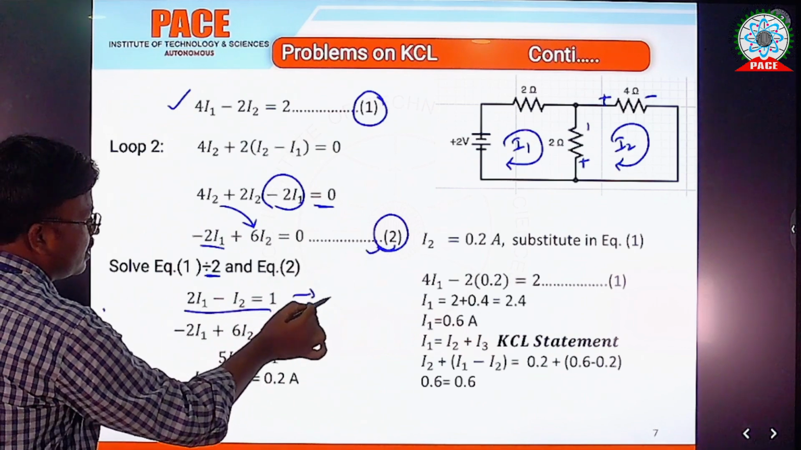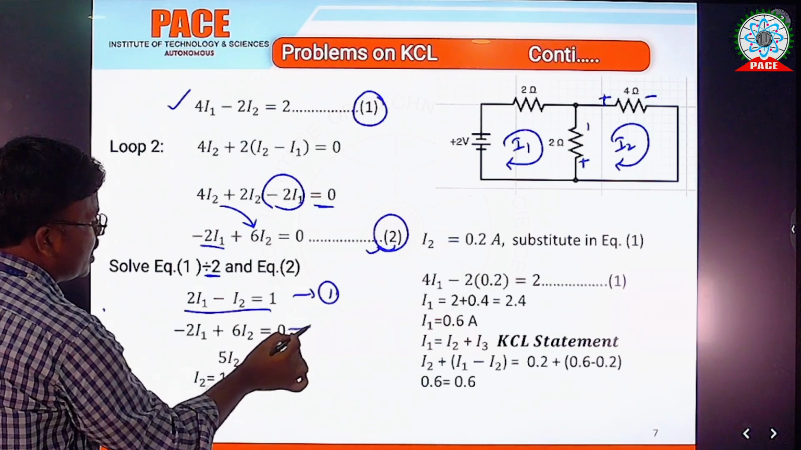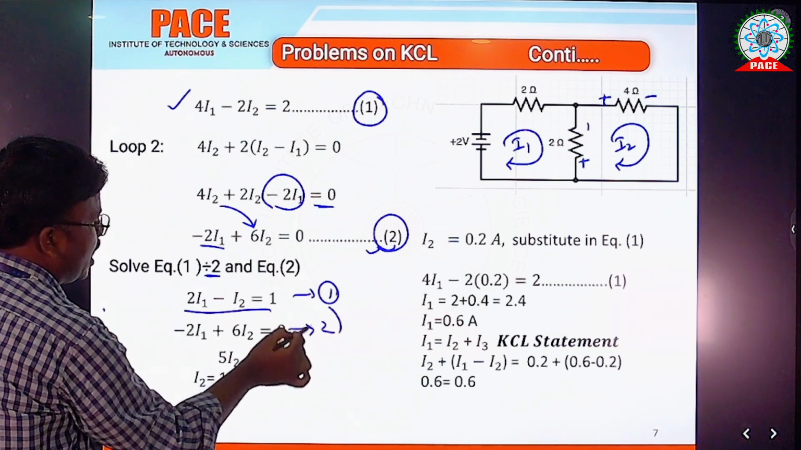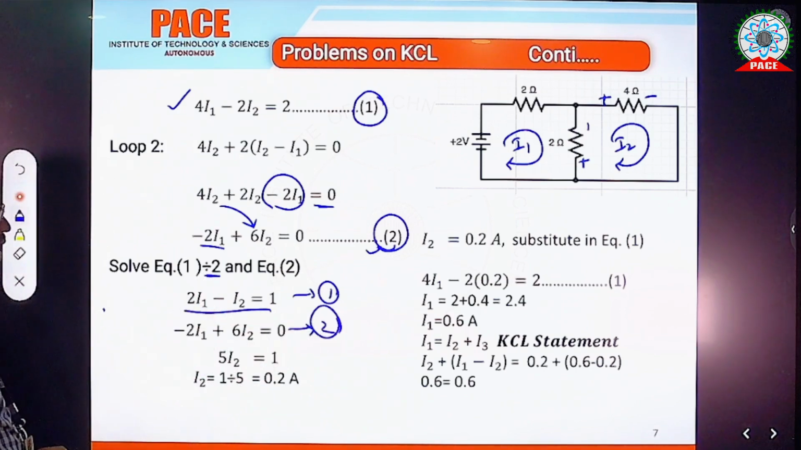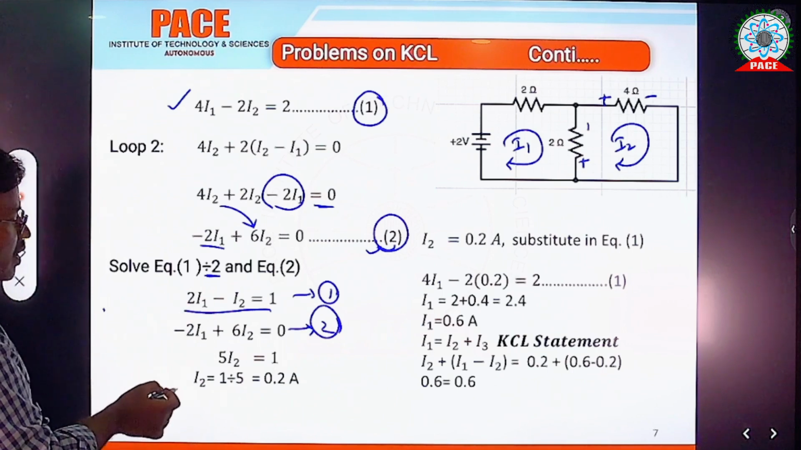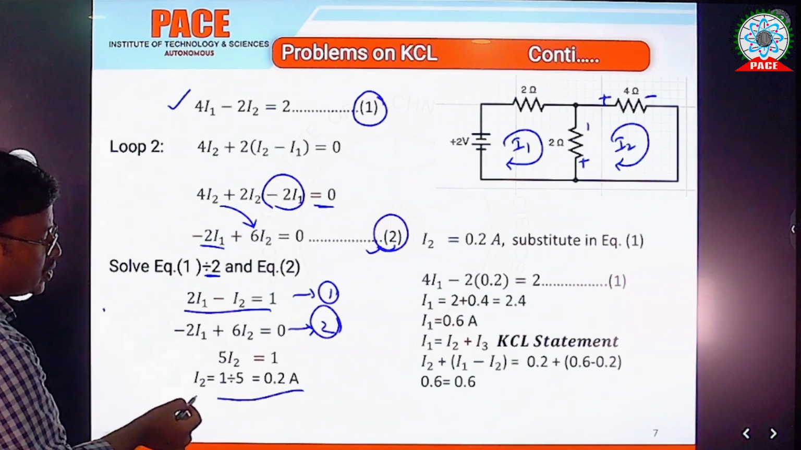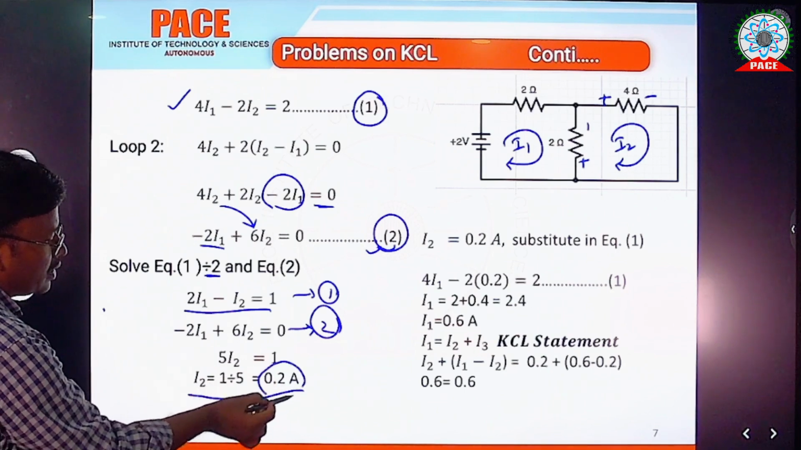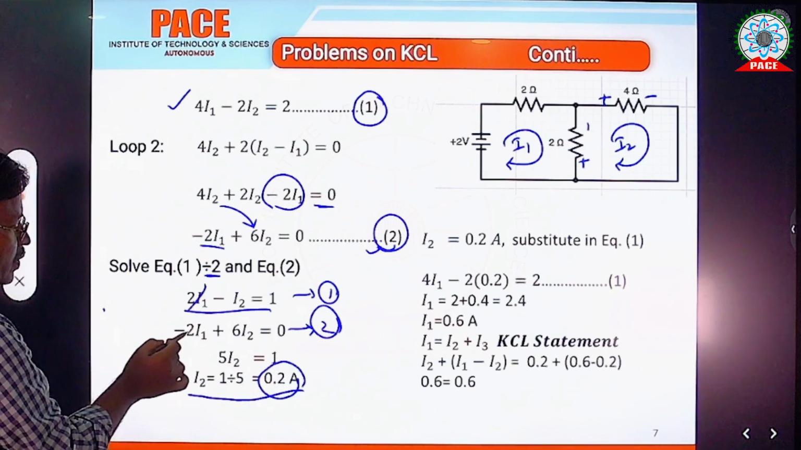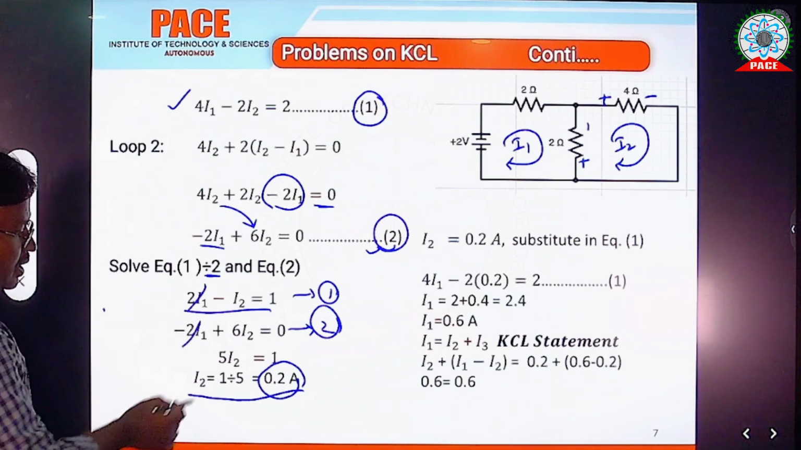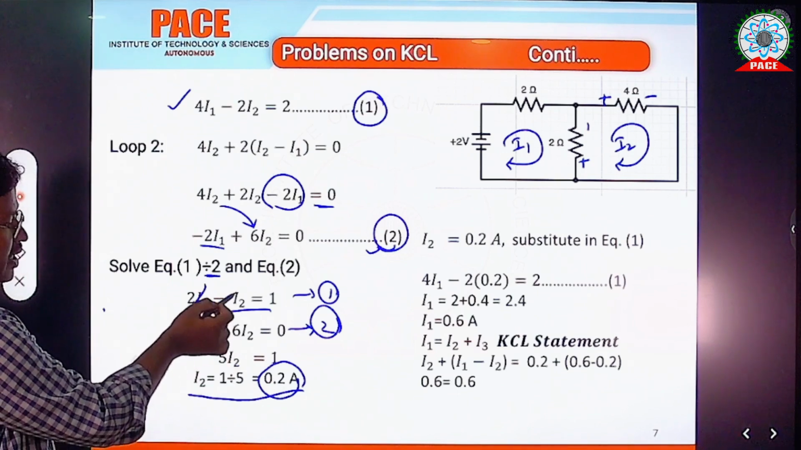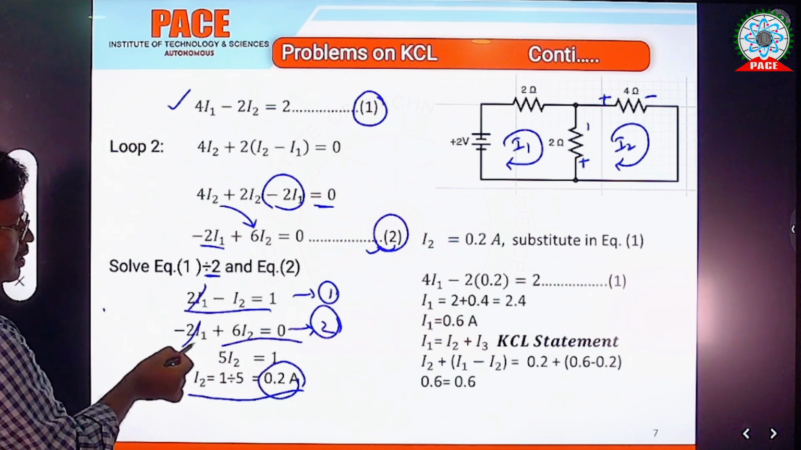This is the 2 equation I am writing as it is. After solving this, we can find the I2 value will be 0.2 amps. So 2I1 minus 2I1 goes to cancel. Here plus 6I2 will be there, minus I2 will be there.